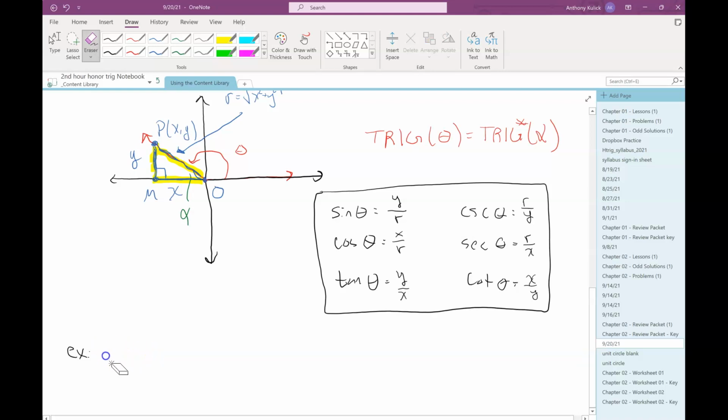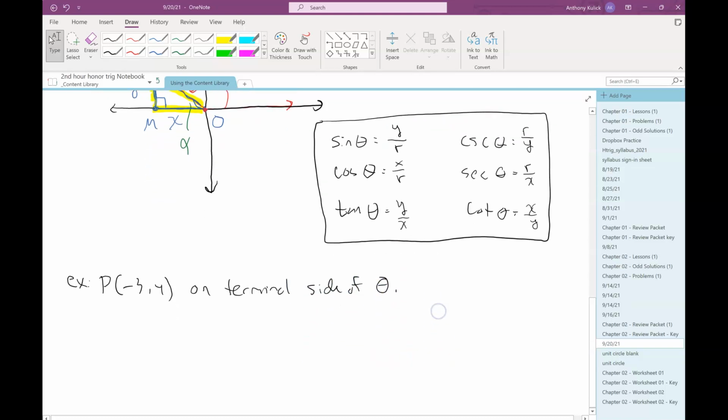Let's say we have the point P that's on the terminal side of theta. And let's say we want to find the 6 trig ratios for theta.